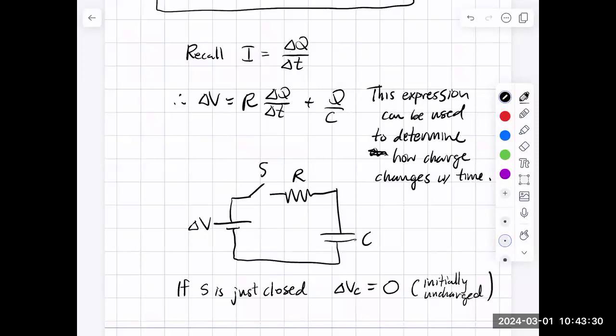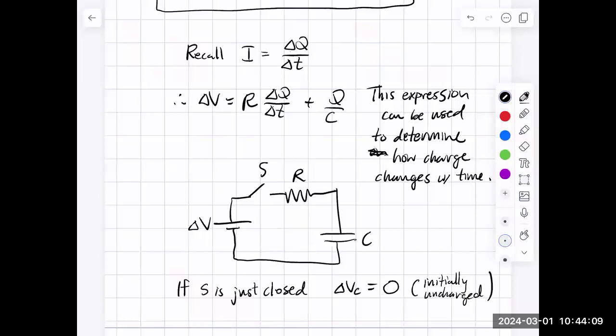Loop rule says the total voltage around the circuit has to be 0. Battery supplies delta V. The capacitor has no voltage. So what's the voltage across the resistor? Negative delta V. I don't care so much about the negative sign right now, but it has the full voltage of the battery. And we know that delta V across the resistor is equal to I times R. So the current is the voltage across the battery divided by the resistor, and the voltage across the resistor is the full voltage of the battery.